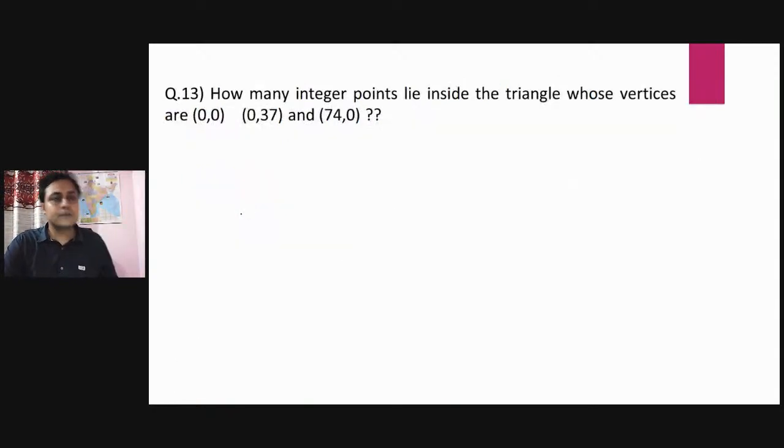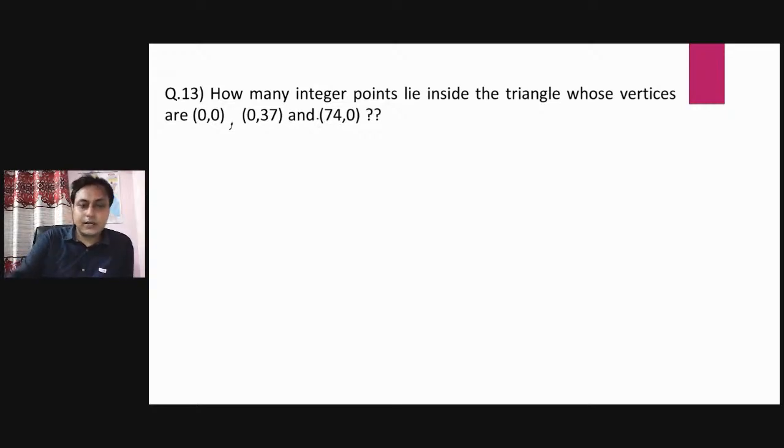Come to the next question. A very good question, guys. The question is, how many integer points lie inside the triangle whose vertices are (0, 0), (0, 37), and (74, 0)?